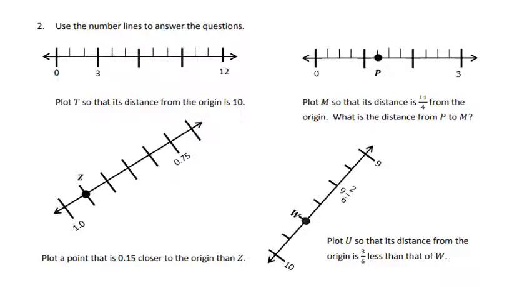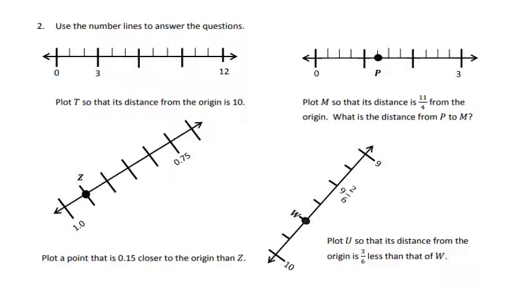Now, question 1 was already done for us, so I'm going to go straight to number 2. It says use number lines to answer questions. It says plot T so that the difference from the origin is 10. That just means that we're looking for 10, and we have to use what we have here.